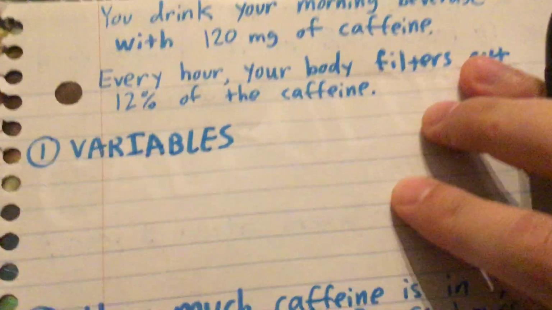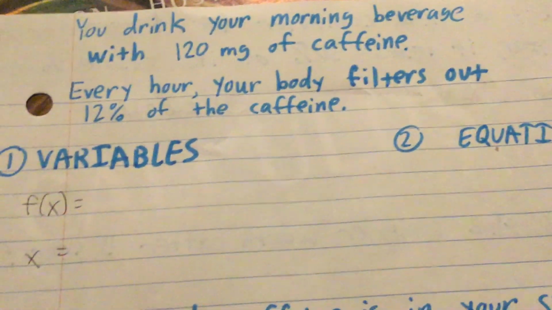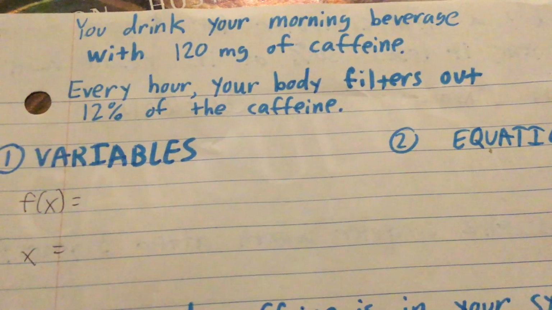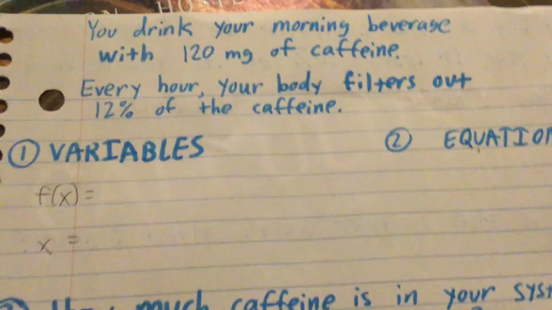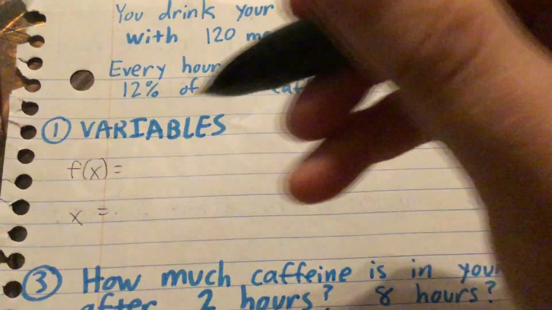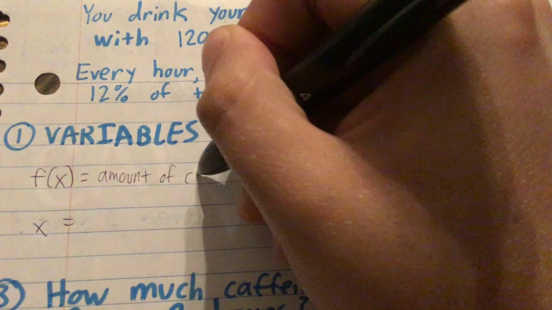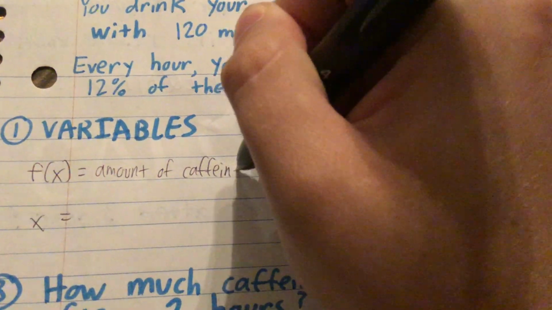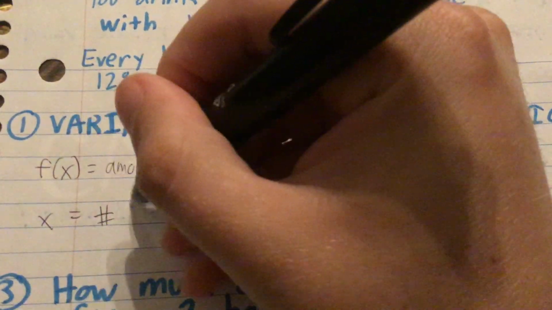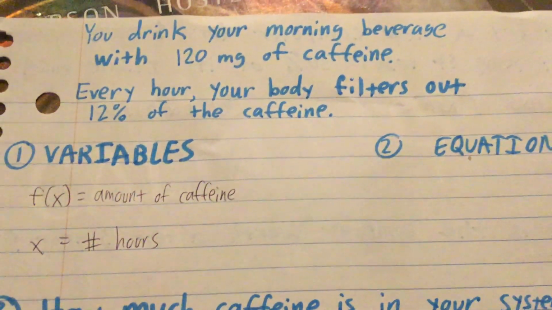So in particular, let's pay attention to our f of x and our x. Remember, our f of x depends on x. So let's pay attention to the amounts that the two variables represent. So I see the amount of caffeine in my body and the amount of time that has passed. So the amount of caffeine depends on how long it's been since I've drank it. So the number of hours since I guzzled it down for energy.